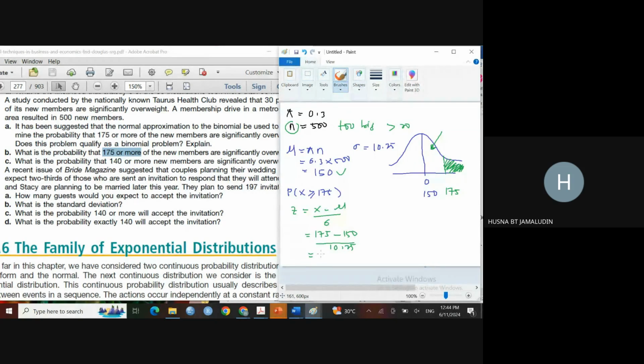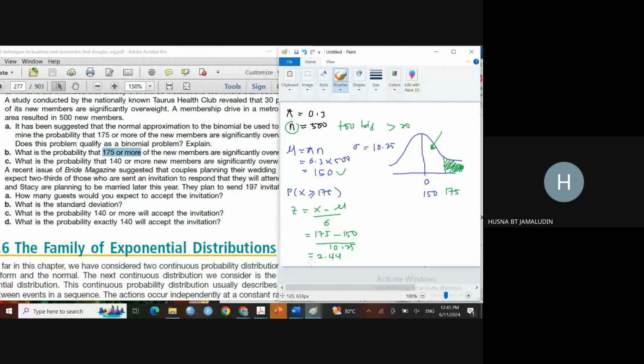What is the z value? Anyone? Remember, I don't have my calculator. If you want to finish early, give me the answer straight away. What is it? 2.44. Let me assume that this is correct.